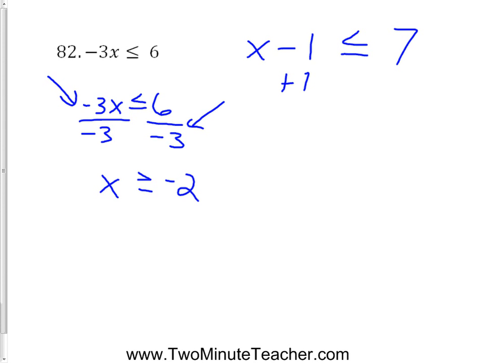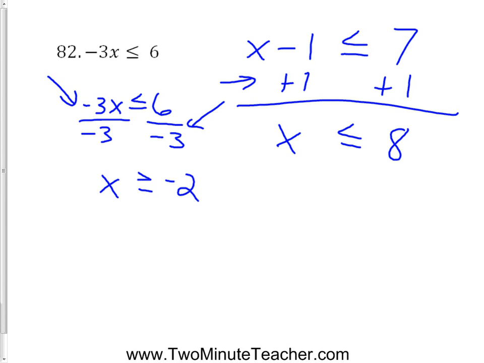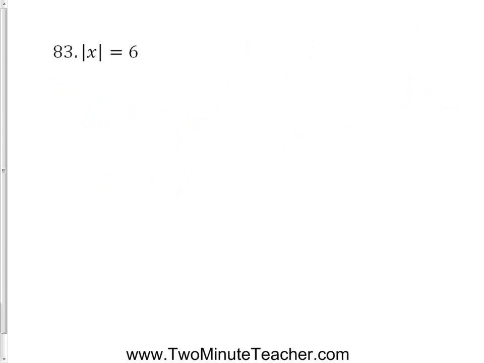So here I would just add 1 to both sides. Remember, they act just like an equation. X is less than or equal to 7 plus 1 is 8. Notice I did not switch the sign. Okay, only if I had multiplied or divided here by a negative, then I would have switched the sign. All right, moving on to 83.